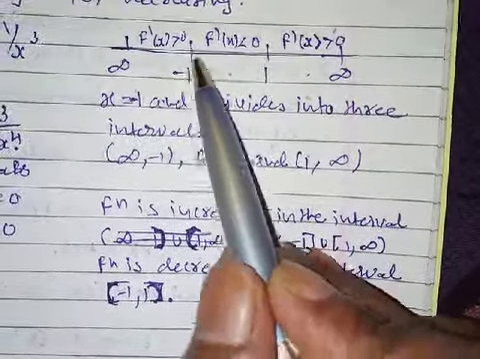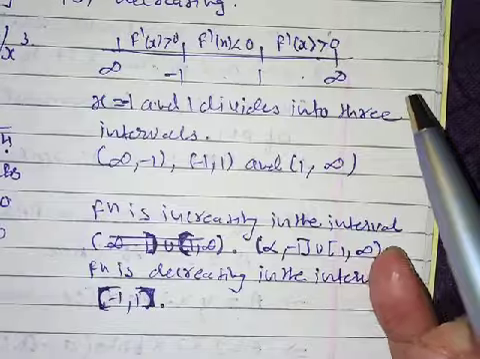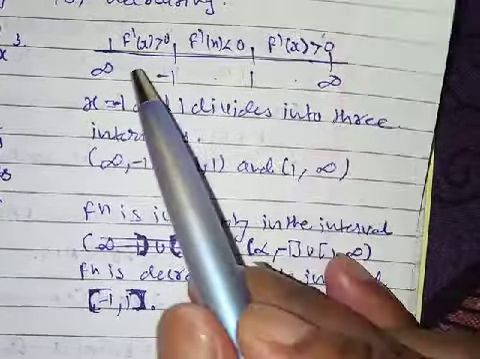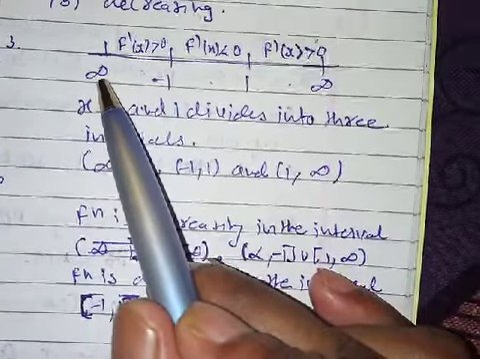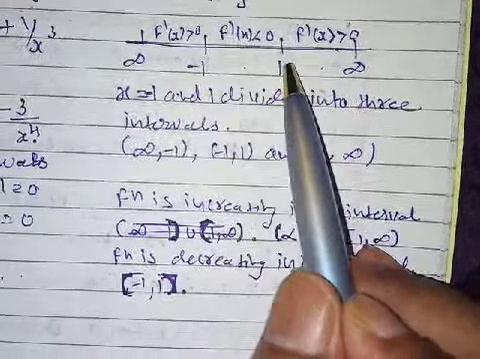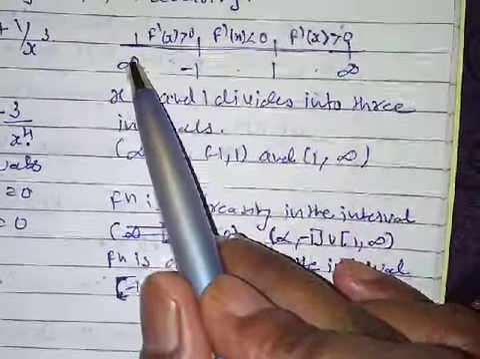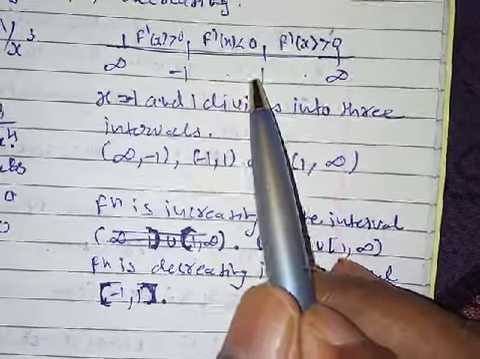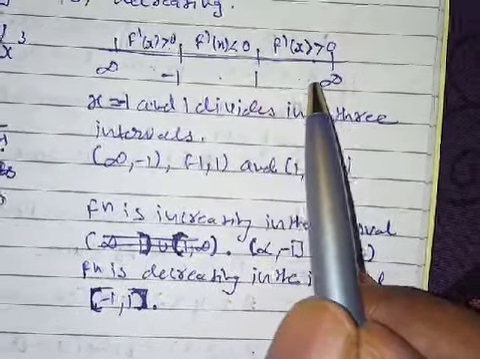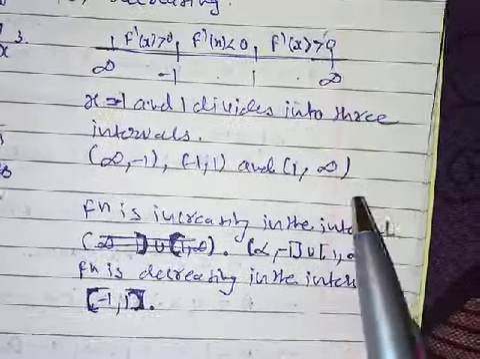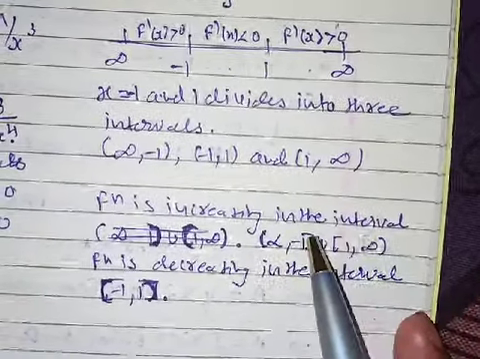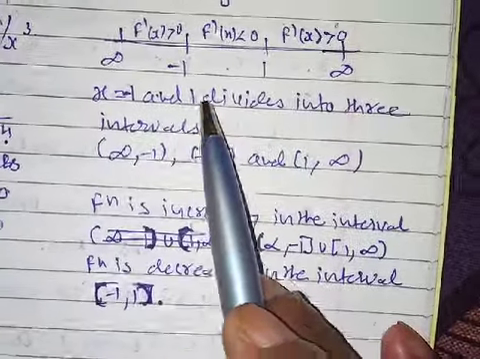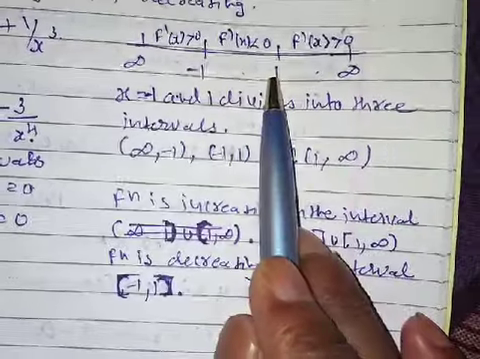It is a closed interval, minus 1 is included, and infinity is not included, is it? So it is the open bracket from minus infinity to close interval minus 1, and union close interval 1 to open interval infinity. The function is increasing in this interval, and the function is decreasing in the closed interval, or in the open interval you can say it is minus 1 to 1.